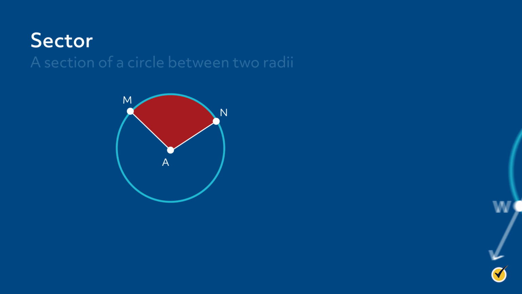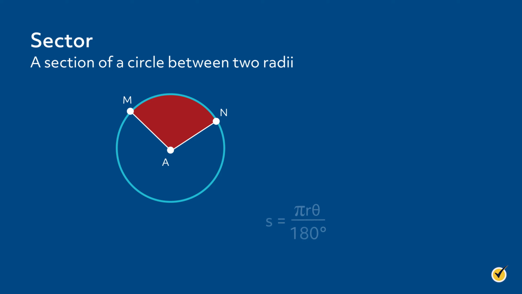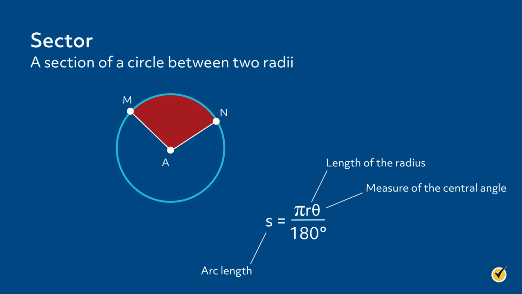A sector of a circle is a section of a circle between two radii. The red area in the diagram is an example of a sector. We can find the length of an arc if we are given the length of the radius and the measure of the central angle using the formula S equals pi r theta over 180 degrees, where S is the arc length, r is the length of the radius, and theta is the measure of the central angle.